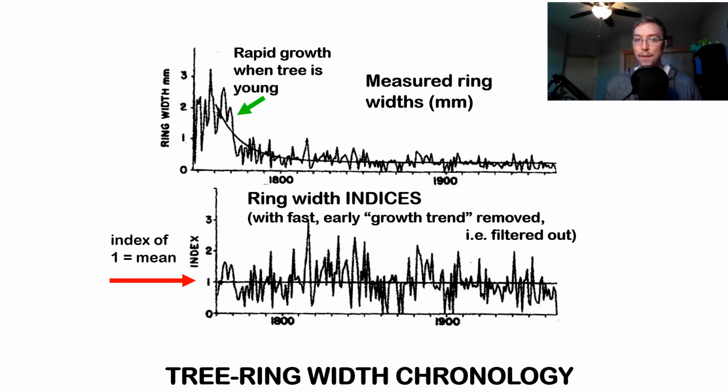If we look here, this is how we map these out. These are ring width in millimeters versus time, so it's a time series analysis. We're looking at rapid growth when the tree was young, smoothing out as the tree grows in age. Ring width indices with fast early growth trends are removed. So basically you're averaging this out to see an average index of growth. This is how we derive those climatological records, by removing the noise of that early growth signature to look at a more holistic and average growth over time.